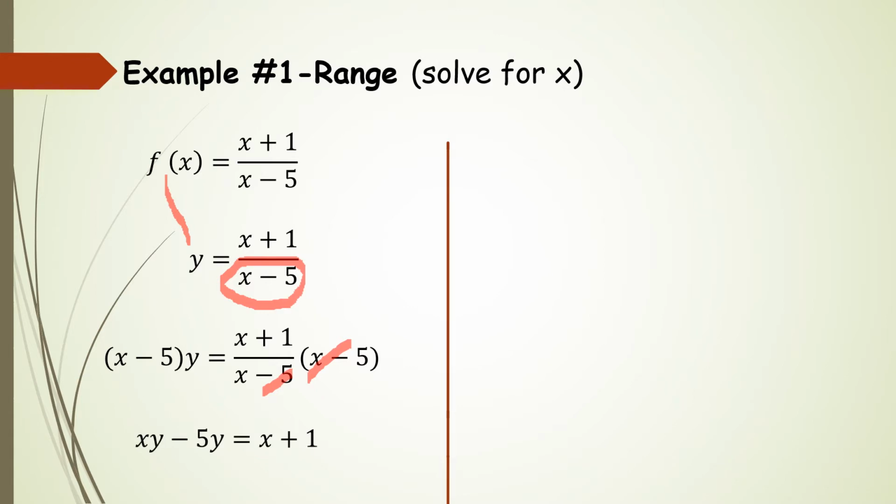And what remains is xy minus 5y is equal to x plus 1. Since we're looking for x, we want to solve for x, pagsasamahin natin lahat ng x sa isang side lamang. So for this one, pwede ulit gamitin ng additive inverse or ng transpose. Thus, magkakaroon tayo ng xy minus x is equal to 5y plus 1.